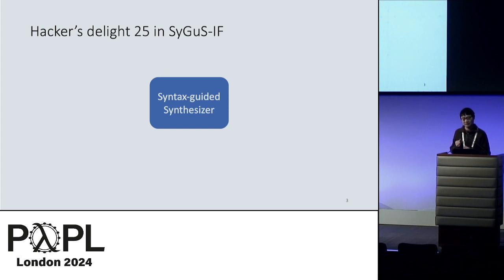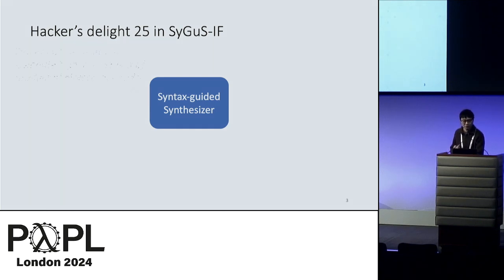Hacker's Delight example number 25 in SyGuS interchange format. The SyGuS interchange format is a common format to represent SyGuS problems and accepted in many competing SyGuS solvers. And Hacker's Delight is just an excellent book which exhibits a lot of interesting examples of tasks that can be represented using bit vector expressions. So a lot of tricky and elegant examples, but from the point of view of synthesis, they are extremely challenging.